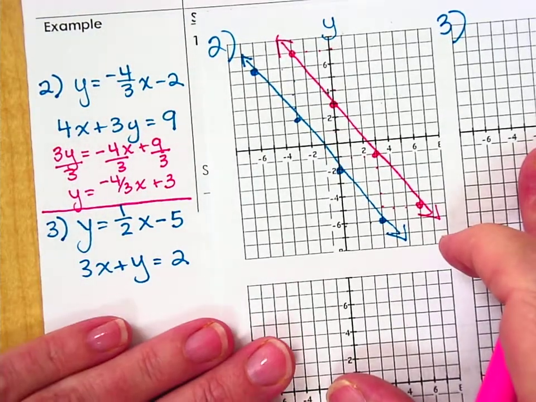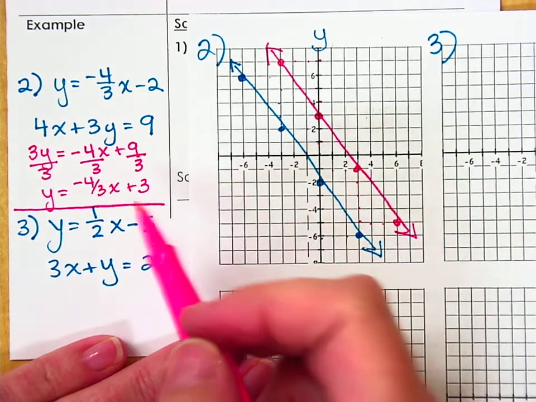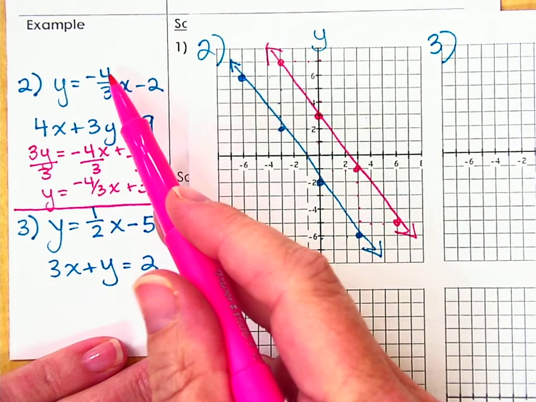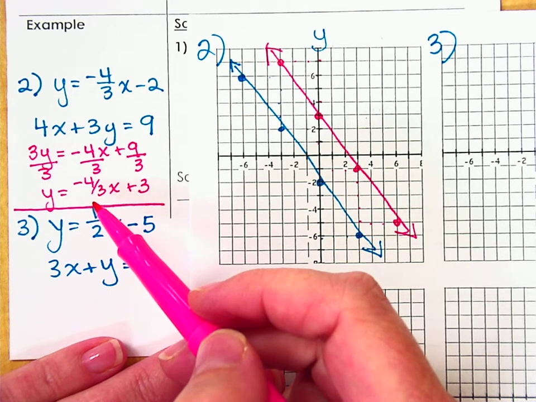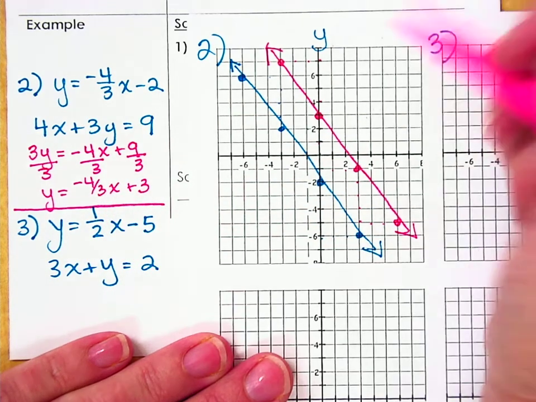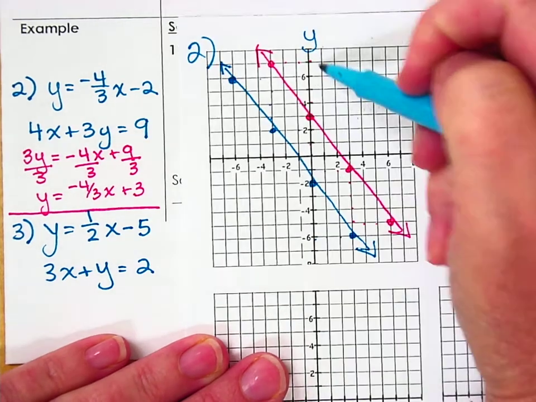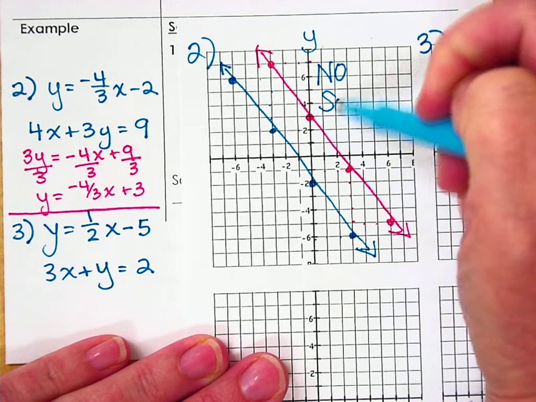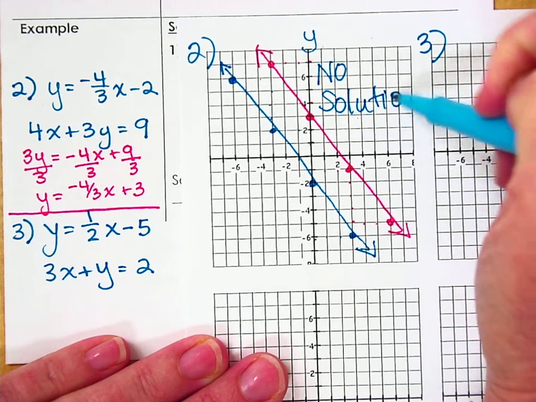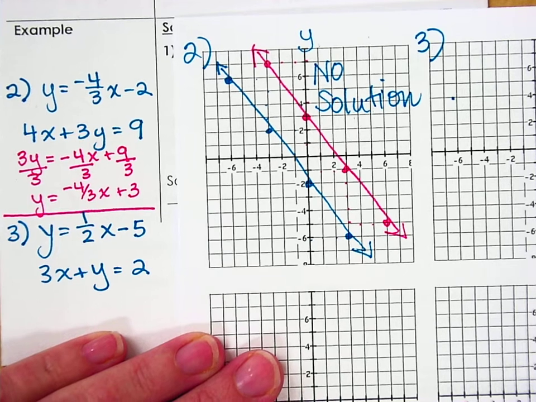And the observation that you should have made before you even made the graph is that these two equations actually have the same slope. They both have a slope of negative 4/3. So since they have the same slope, they are parallel lines. So the solution is actually no solution. You write no solution as your answer because they will never intersect. They are parallel lines.